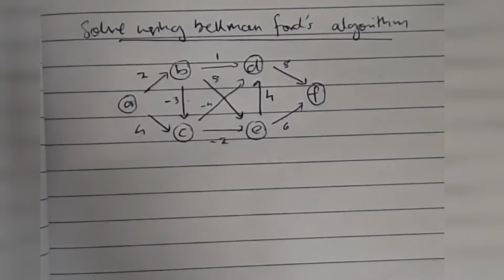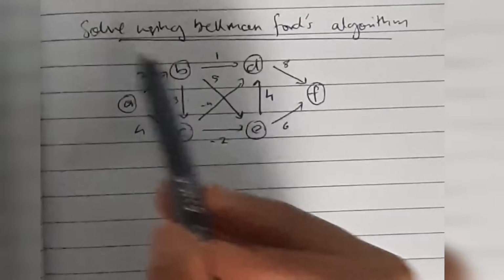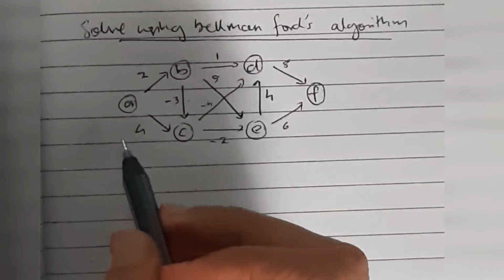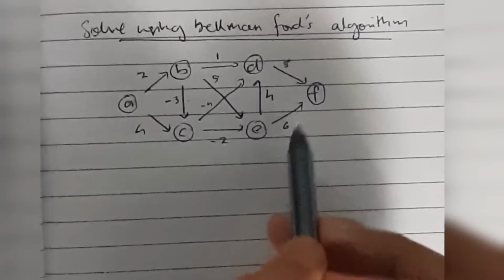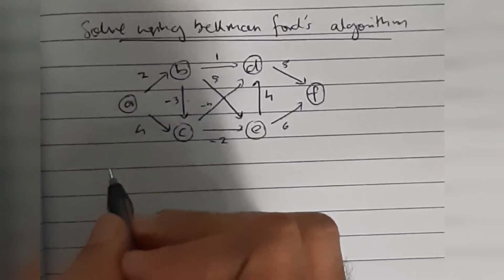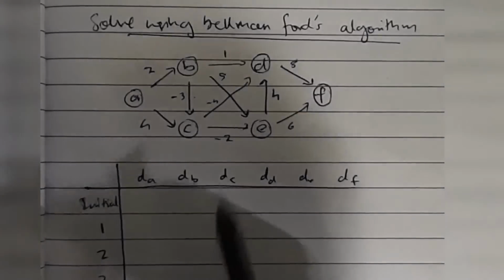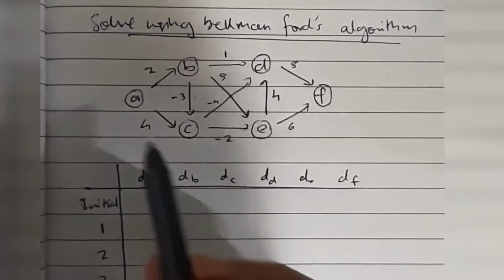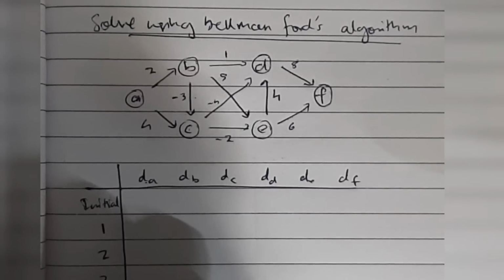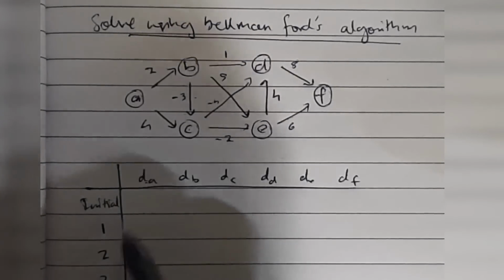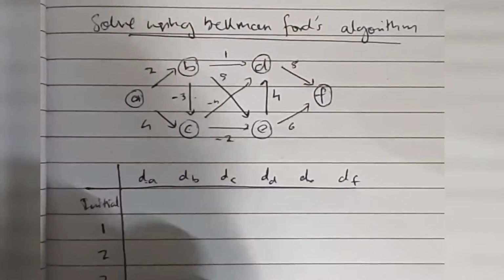In this question we have been asked to find the shortest path from A to all the vertices using Bellman-Ford's algorithm. Firstly we have to calculate how many vertices there are: 1, 2, 3, 4, 5 and 6. Okay, 6 vertices are there, so I have to make a table here. This table has columns from A to F, which represent the vertices, and the rows are numbered from 1 to 5. We are doing 5 trails because there are 6 vertices in total; we have to do the number of vertices minus 1, which is 5 trails.